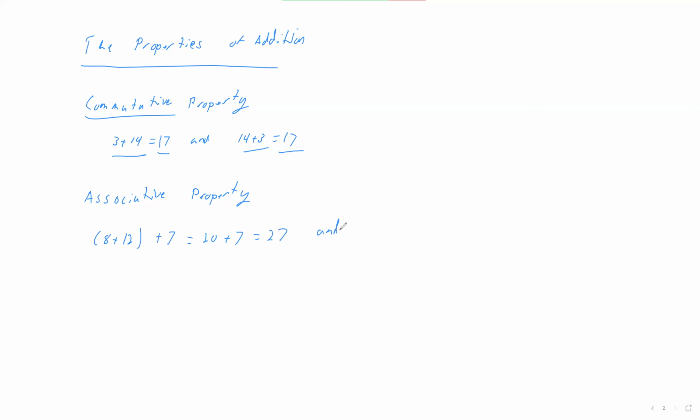Well, it doesn't matter where I put those parentheses because I can go 8 plus parentheses 12 plus 7, which then tells me to add 12 plus 7 first. That becomes 8 plus 19. But that still gives me 27. So basically what this means is the grouping, or the parentheses, does not matter where I put it. I will still get the same outcome.